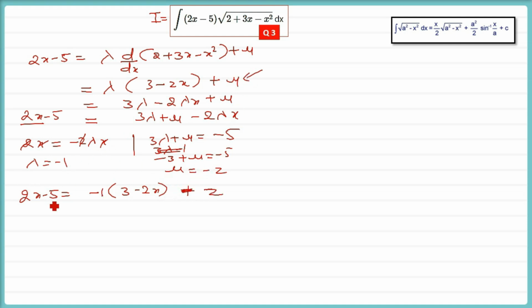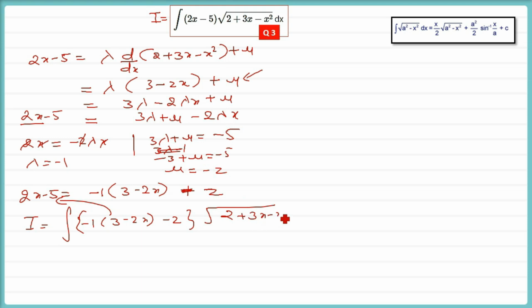Please keep this negative 1 here. So the integration will become like this: minus 1 into 3 minus 2x. Now you'll see the power of negative 1, which I haven't multiplied inside. It has to be kept separate. Under root 2 plus 3x minus x square remains the same, because we have just replaced 2x minus 5 in a different form so that we get a proper integration result.